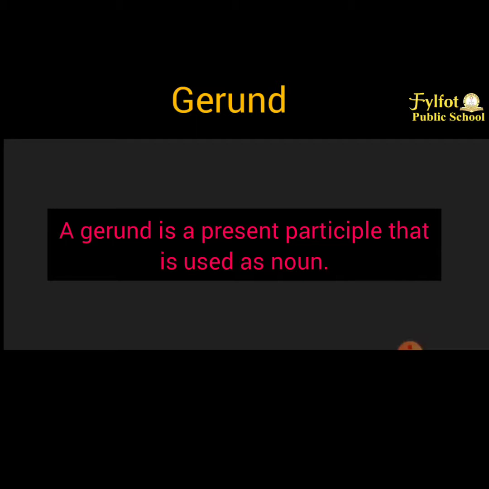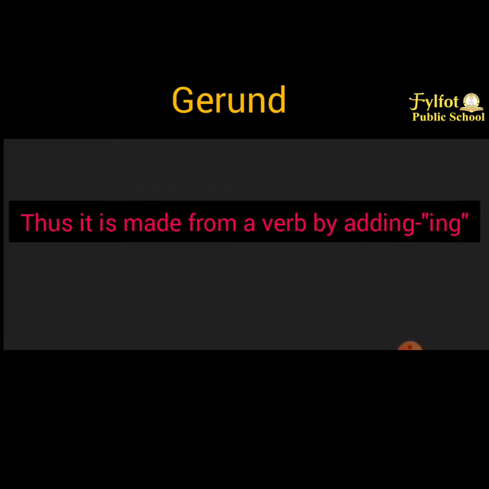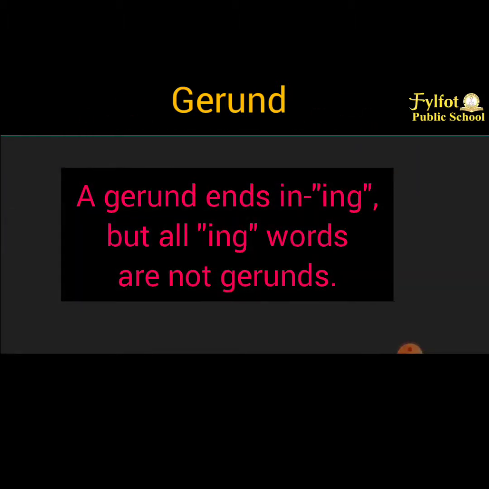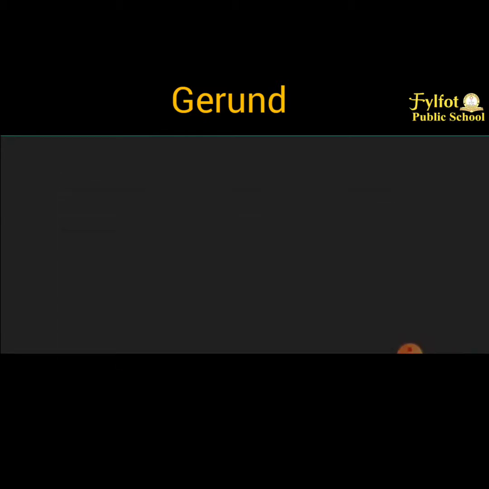That means it is used as a main verb. Thus it is made from a verb by adding ing. So a gerund ends in ing, but all ing words are not gerunds. Hope you understood. You will understand better with some examples. So now let's see some sentences, and we also understand the difference between participle and gerunds.